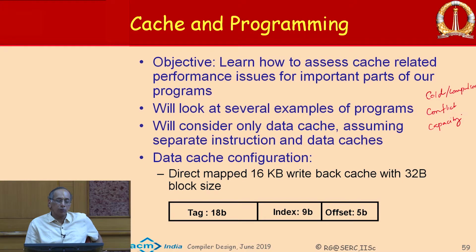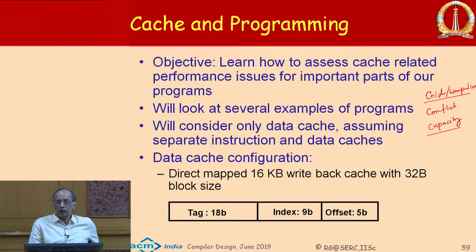When you try to bring the block for the first time into the cache, that miss has to happen anyway, because there is no way by which the cache by default will have that block. So, the first miss that happens is what we call the cold miss. Then the misses that happen because your cache does not have the capacity to hold all the addresses are called the capacity misses. And the remaining misses are what are called conflict misses.